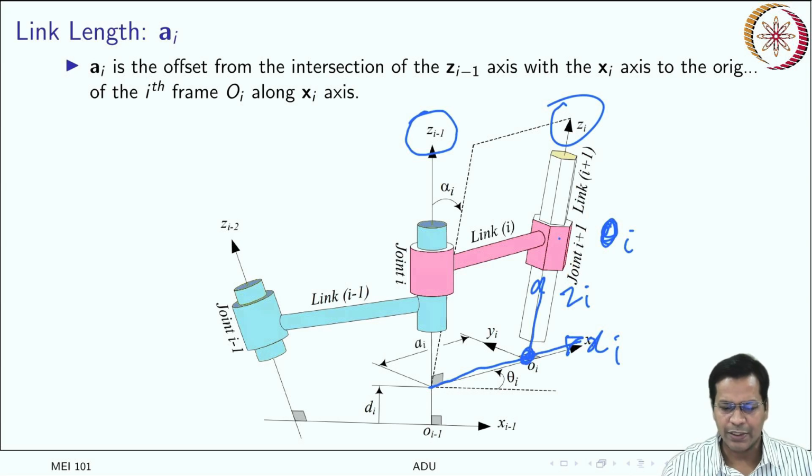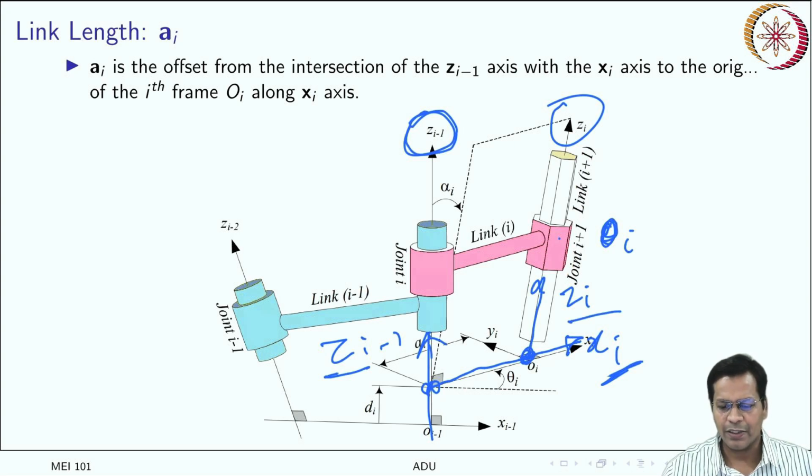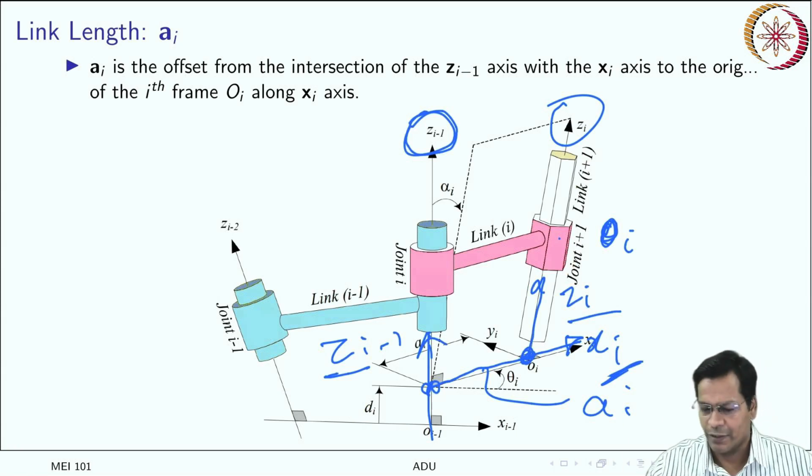This is the point, and there is a similar point which existed here also. So this is your zi minus 1. So the distance measured along the xi axis, between the axes zi minus 1 and zi, is the link length ai. So here is your link ai. Got it? So this is known as the link length.